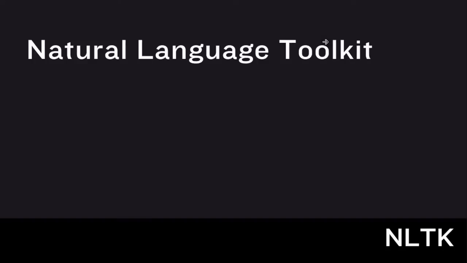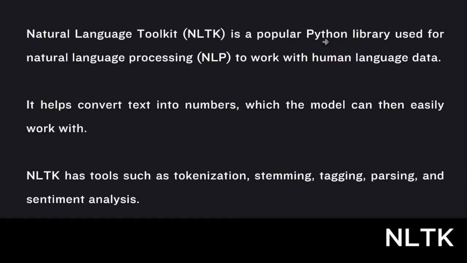to first pre-process the text data and then turning them into meaningful numerical representation. And we'll be dealing with it, starting with this library called Natural Language Toolkit, or also called NLTK. It is a popular Python library used for natural language processing to work with human language data, and it helps convert text into numbers with which the model can then easily work. And NLTK has tools such as tokenization, stemming, tagging, parsing, and sentiment analysis.